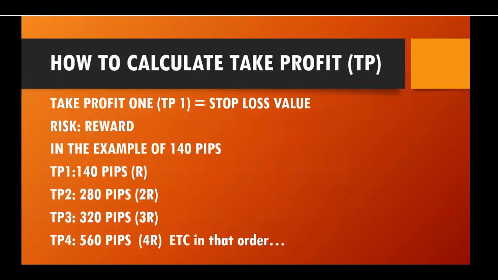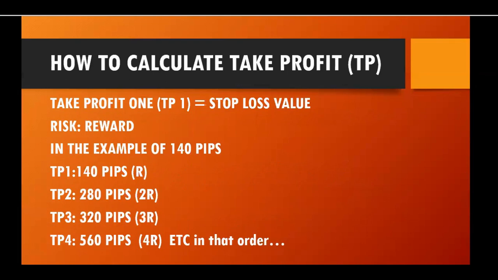Okay, how then do we calculate our take profit? Very, very important. Now, take profit 1, that is our TP1, shall be our stop loss value using a risk to reward ratio of 1 to 1. So in the example of 140 pips we've calculated, if our stop loss is 140 pips, then our take profit 1 must be 140 pips as well.